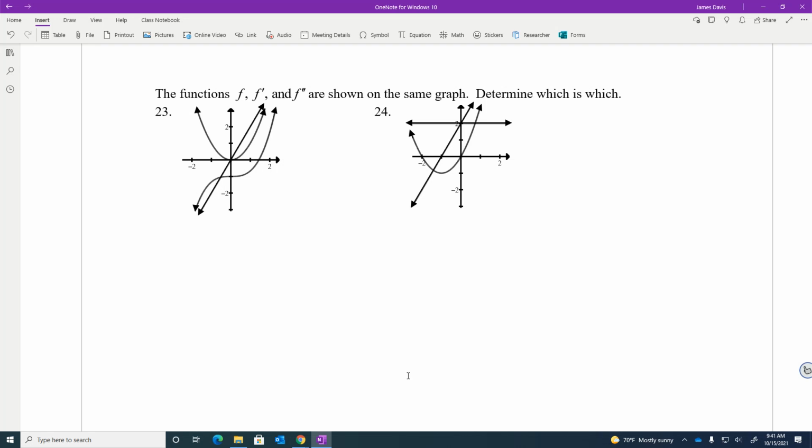This is a non-scientific way of figuring it out, but I think this will hold for most of them. Generally the most complicated one is the function, and generally the least complicated one is the second derivative.